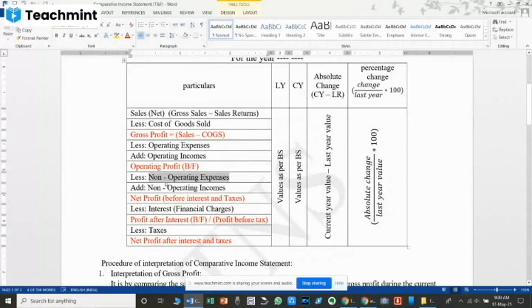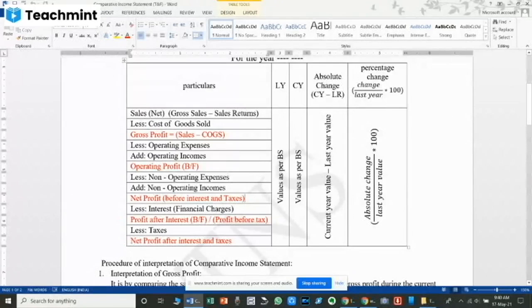So after the adjustment of non-operating incomes and expenses to the operating profit, we are going to get the net profit before interest and taxes. In your financial management, it is called EBIT, earnings before interest and taxes. The same is here called net profit before interest and taxes.